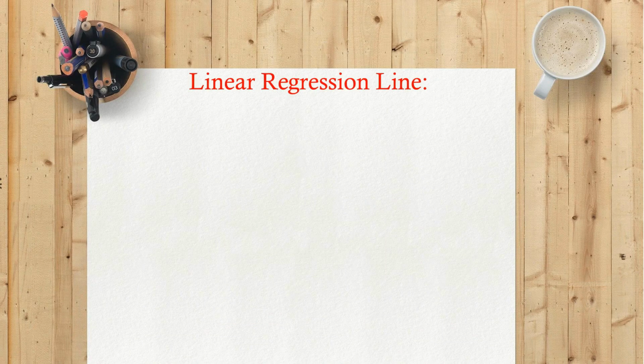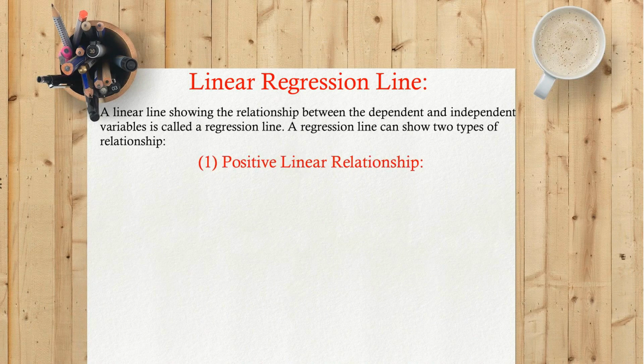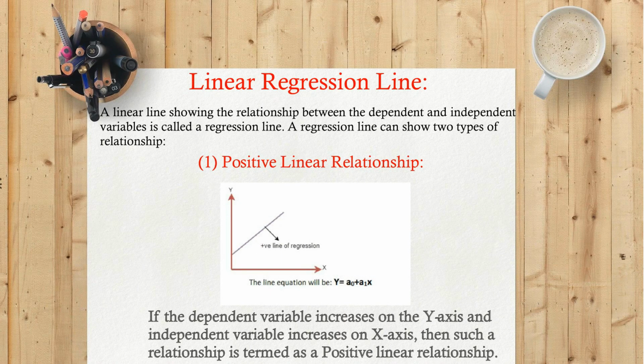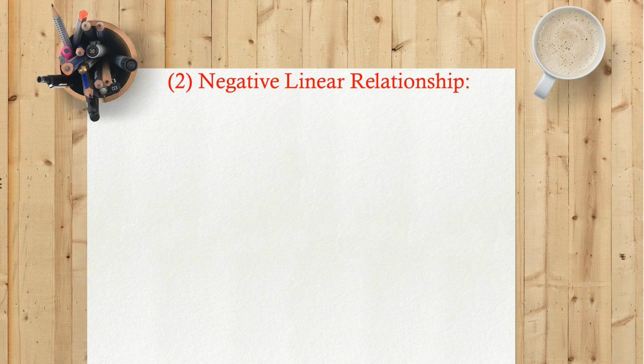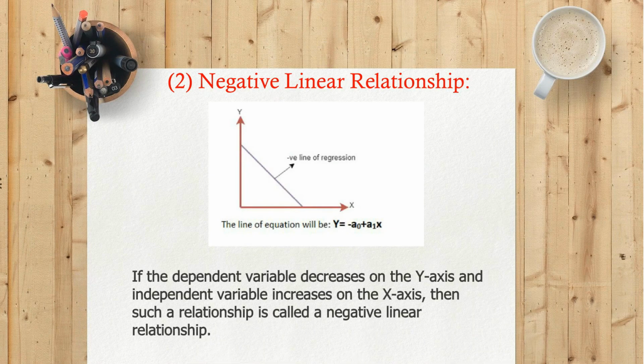Linear regression line. A linear line showing the relationship between the dependent and independent variables is called a regression line. A regression line can show two types of relationship. 1. Positive linear relationship. If the dependent variable increases on the y-axis, and independent variable increases on the x-axis, then such a relationship is termed as a positive linear relationship. 2. Negative linear relationship. If the dependent variable decreases on the y-axis, and independent variable increases on the x-axis, then such a relationship is called a negative linear relationship.